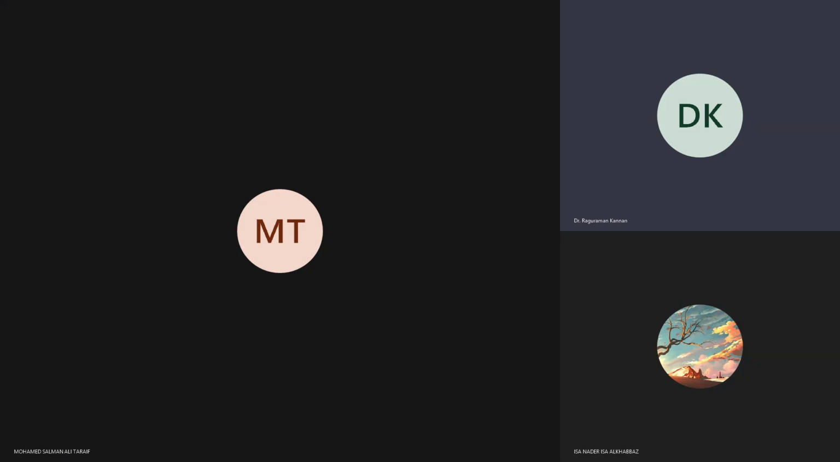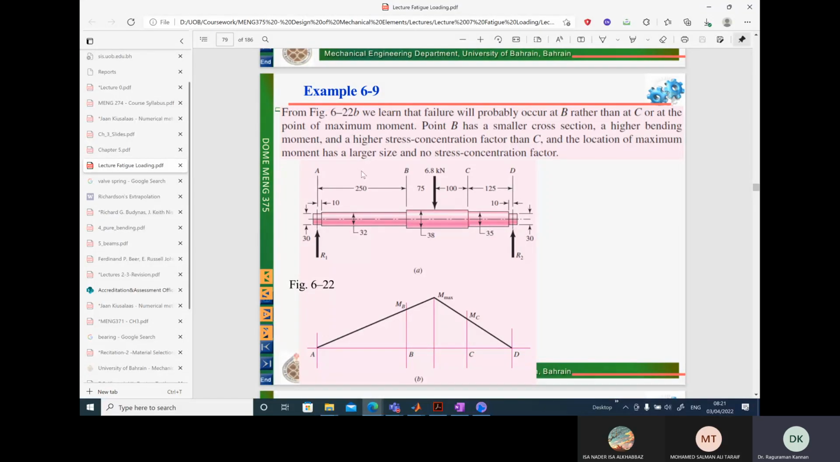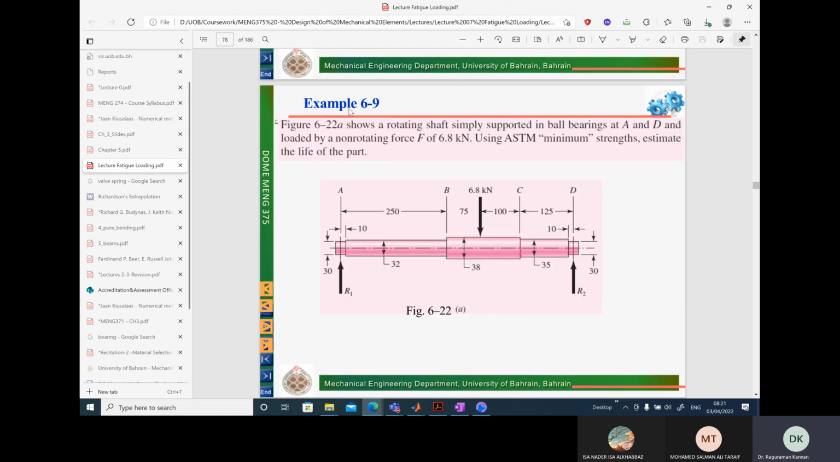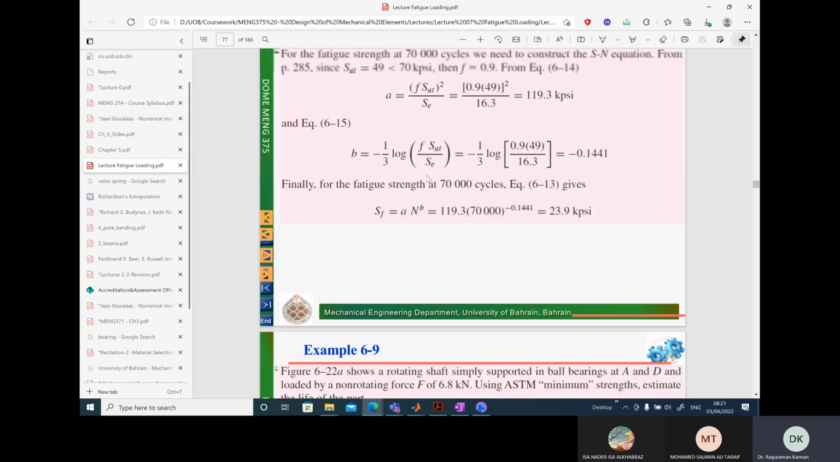So we finished example 6.8 in the fatigue chapter, and we are going to 6.9. Let's see if we have enough time to go through this problem. If it is a simple problem, I will just breeze through that and we will go to the next slides. 6.9, this is the problem.